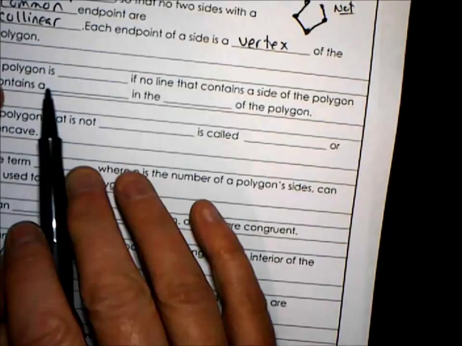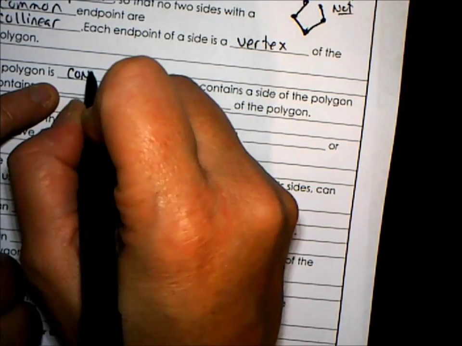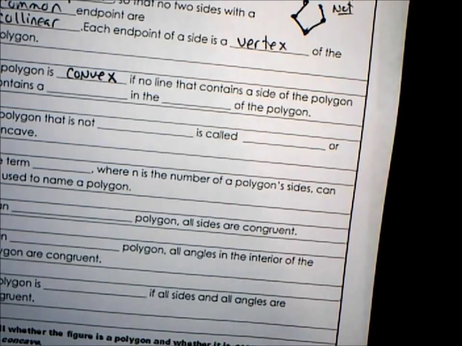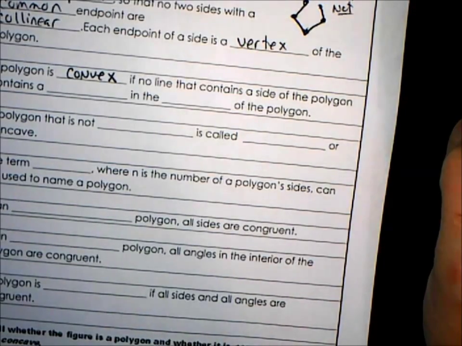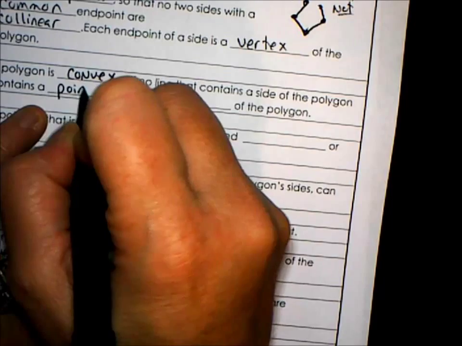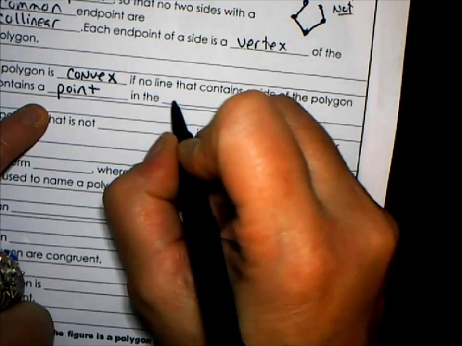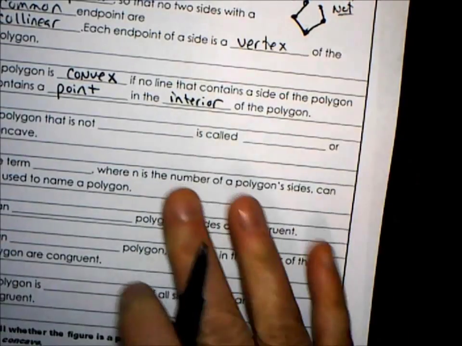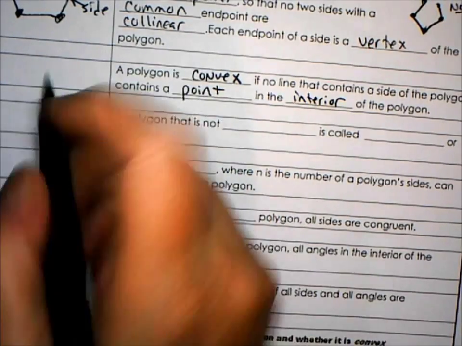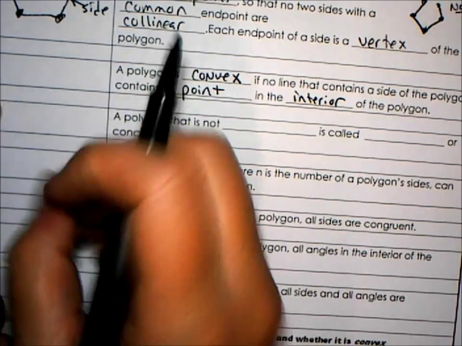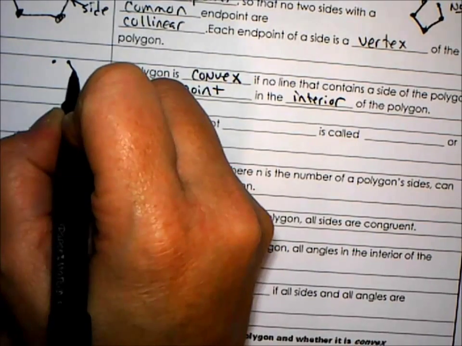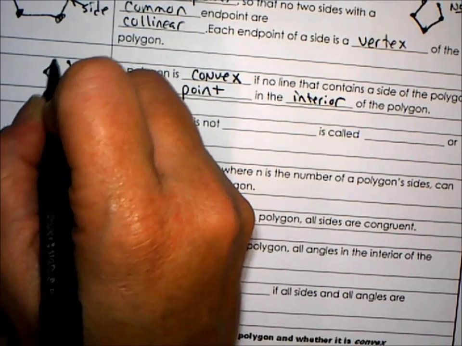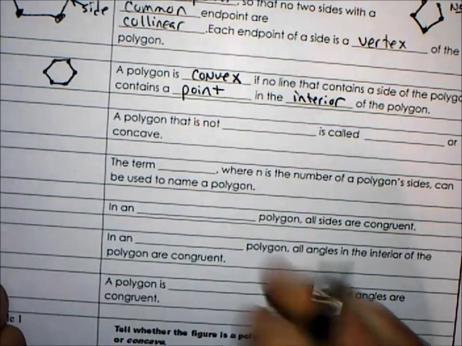Okay, next vocabulary here. It says a polygon is convex if no lines that contain a side of the polygon contain a point in the interior of the polygon. So convex means that basically it's pushed out. It's like putting a balloon inside of it, blowing it up, and pushing all the sides out.